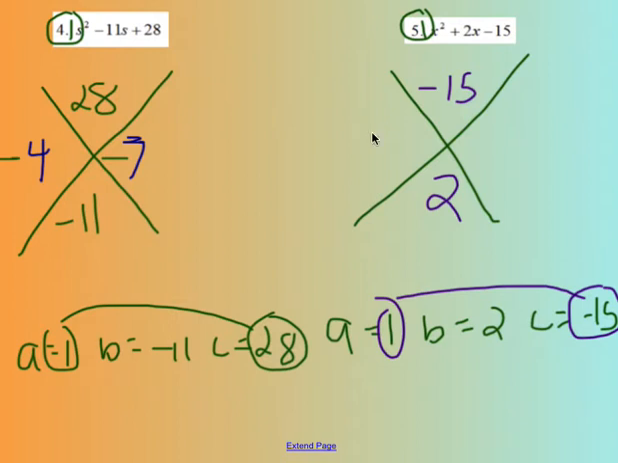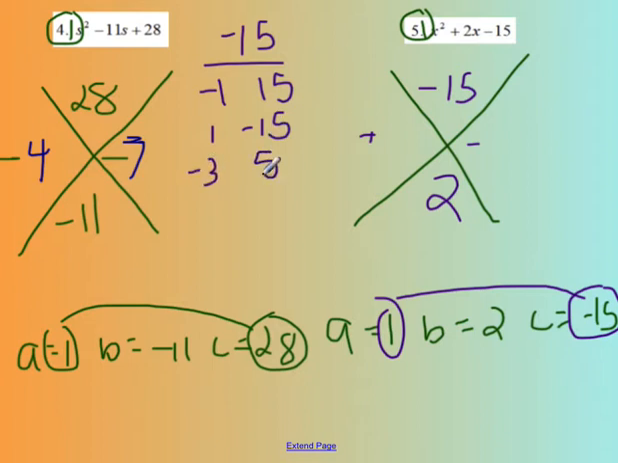Now I notice that I have a negative product, which means I need to have a positive and a negative factor. So I'm going to take a look at the things that multiply to negative 15. Well, I could have negative 1 and positive 15. I could also have positive 1 and negative 15. Since one needs to be positive and one needs to be negative, each pair has two different versions. I also have negative 3 and positive 5, and positive 3 and negative 5.